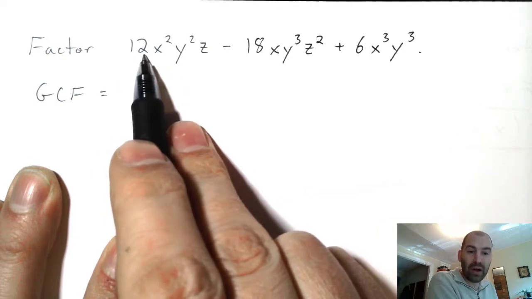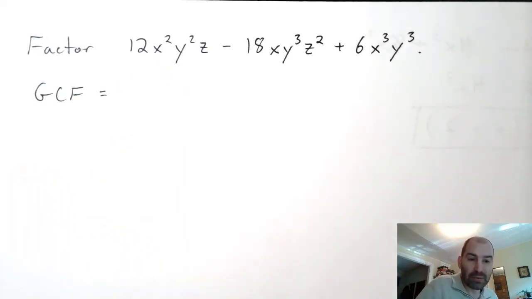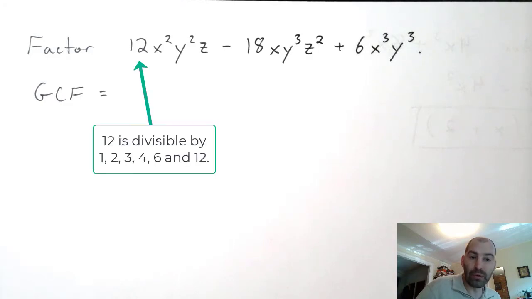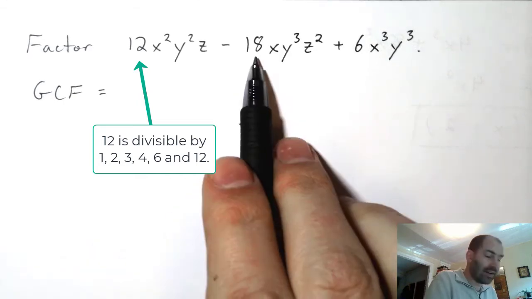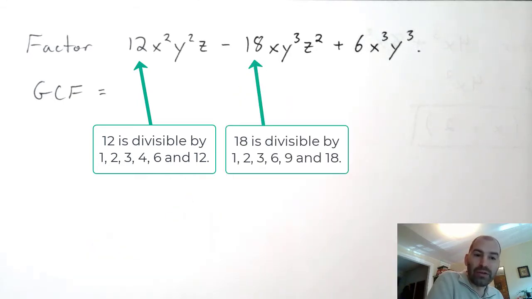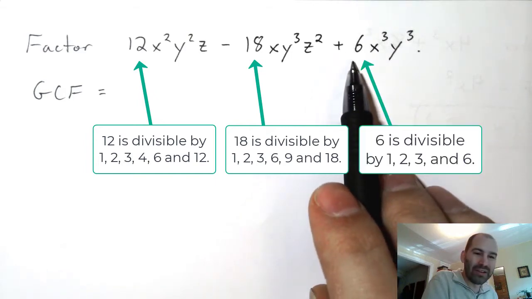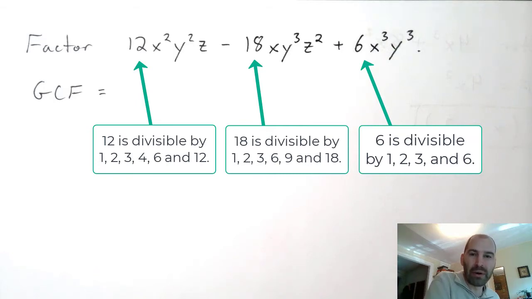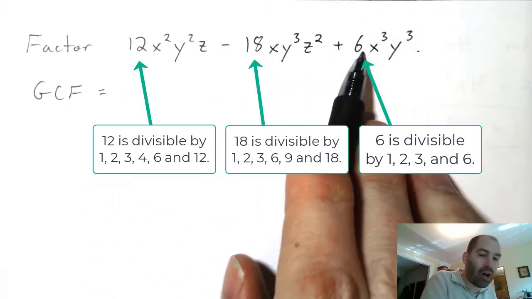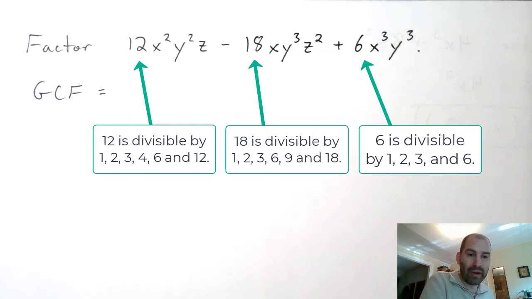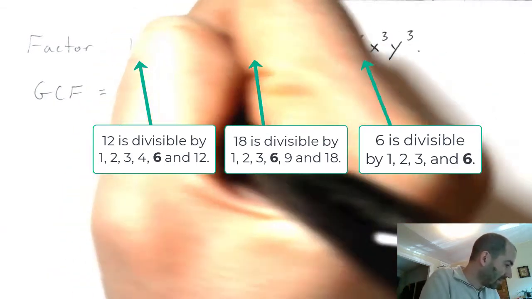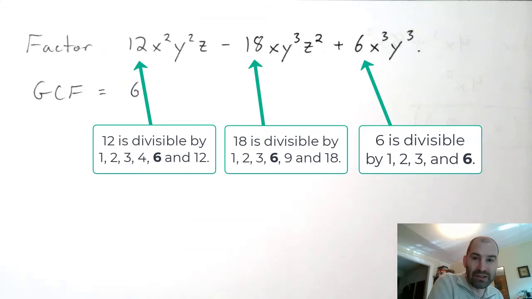What are the factors of 12? The numbers that 12 is divisible by are 1, 2, 3, 4, 6, and 12. What about 18? 1, 2, 3, 6, 9, and 18. And what about 6? 1, 2, 3, and 6. So what is the largest number that each one is divisible by? Well, it would be 6. So that's the numerical part of my GCF.